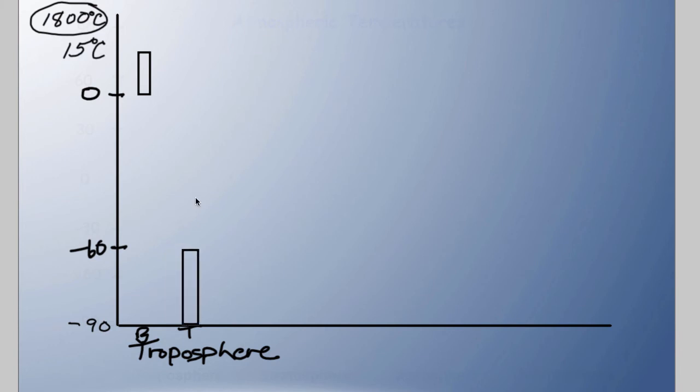How does that look for graphing the temperature at the top of the troposphere? Does that look right? Does that show negative 60 degrees at the top of the troposphere? I don't think so.